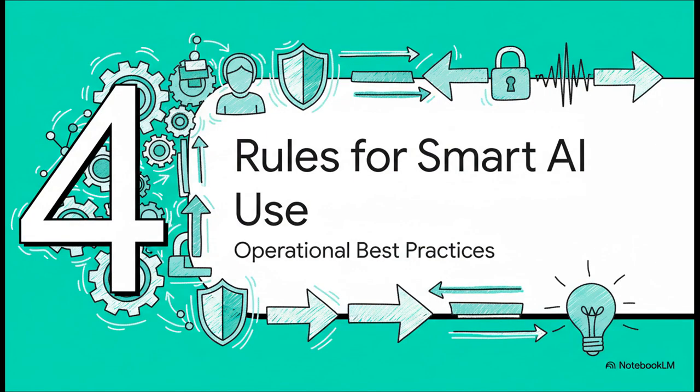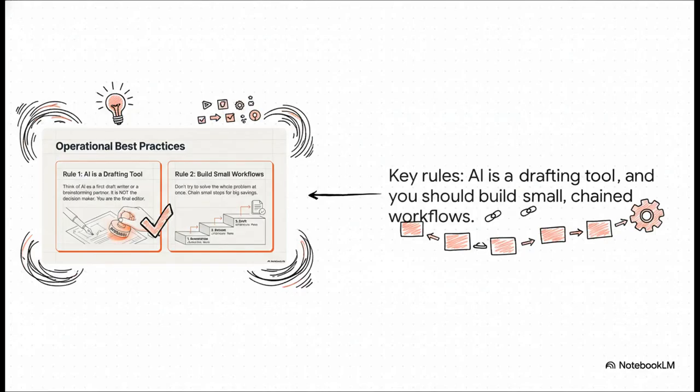All right, before we actually deploy our first workflow, we need to cover some ground rules. Think of this as our rules of engagement, the stuff you absolutely need to know to use AI smartly and, more importantly, safely. Let's focus on two really big ones. Rule number one, AI is a drafting tool. It's your assistant, not the boss. You are always the final decision maker, the final editor. And rule number two, build small. Don't try to solve some massive problem all at once. Instead, chain small, simple steps together. That's where you'll find the big wins.